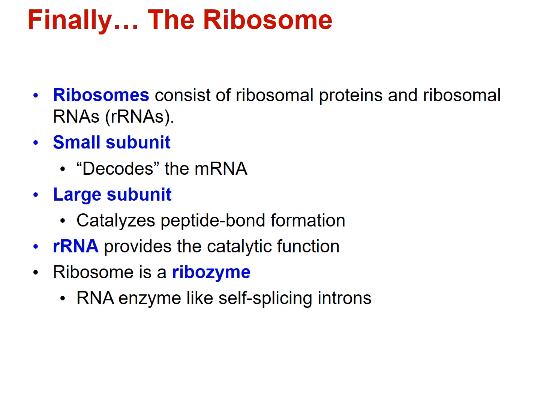It catalyzes the peptide bond formation. It's important. All right, so it consists of ribosomal proteins and ribosomal RNA, so it's both proteins and RNA. The small subunit is involved in decoding the messenger RNA. The large subunit is involved in catalyzing the peptide bond formation. And it's actually the large ribosomal RNA that provides this catalytic function. It's a ribozyme. So as we mentioned, we talked about self-splicing introns. So it's an RNA enzyme.